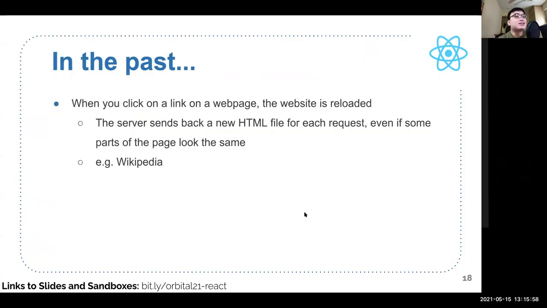So in the past, when you clicked on a link on a website, the website actually reloaded and the server would send back a new HTML file for each request, even if some parts of the website looked the same. For example, on Wikipedia, the header bar and the sidebar look the same all the time. Even though you click from page to page, only the article content is changing, but it still redownloads and refetches the header as well as the sidebar and everything. That's what people would usually do in the past.